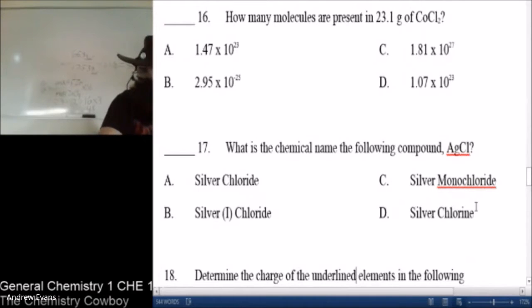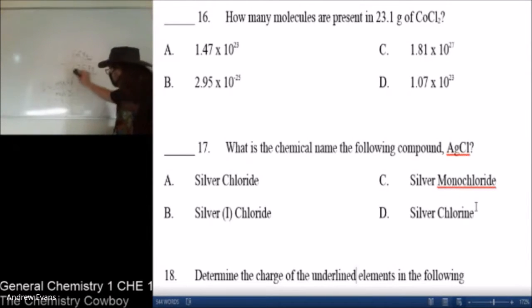16 is just a different version of the lead problem. The lead problem was, if I have this many molecules, how much will it weigh? This one in particular is, if we have this many grams, how many molecules will be present?